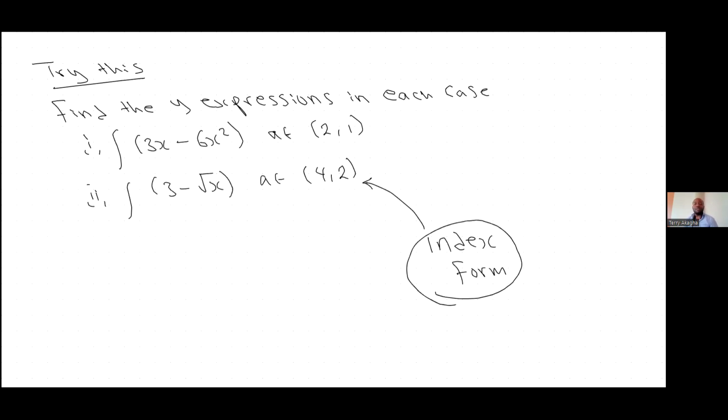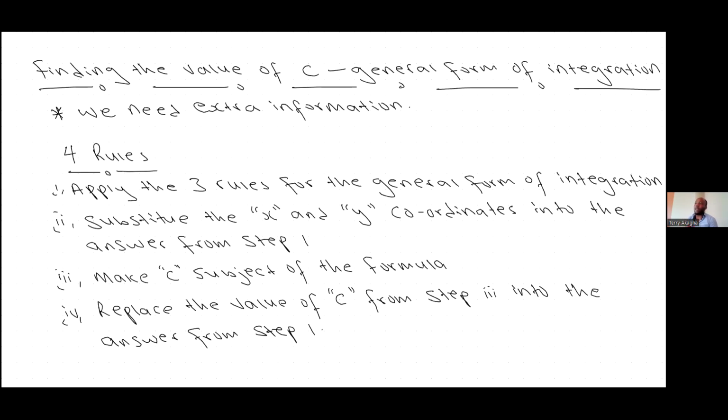All right, so that's how to find the value of C. So, a quick recap. The first thing, you apply the 3 rules of integration in the general form. You substitute the value of x and y. You make C the subject of the formula. Then after you're done with that, you replace the value of C to get the answer. Okay, and that is that for that.